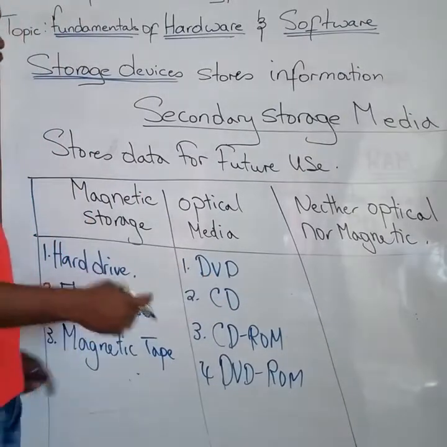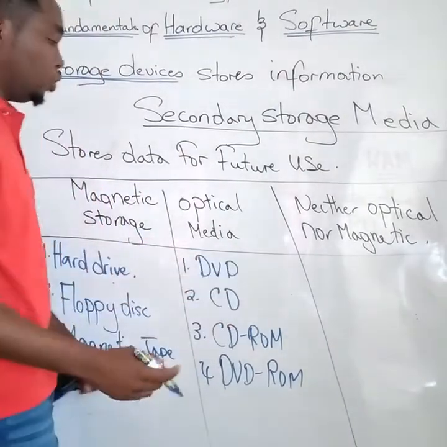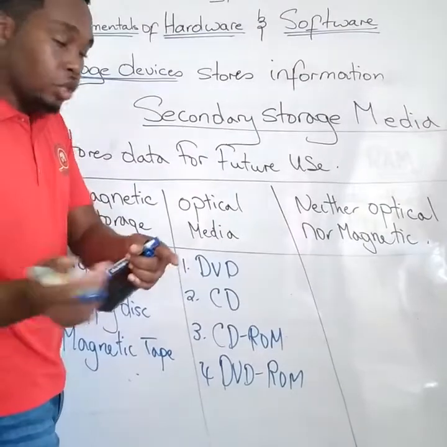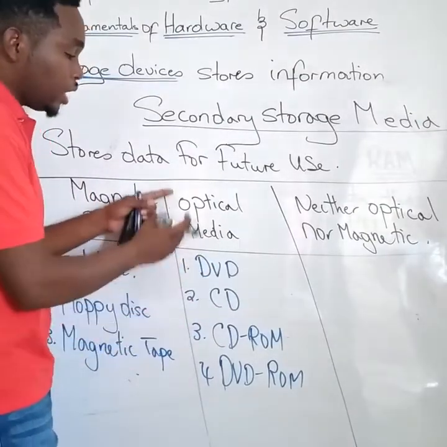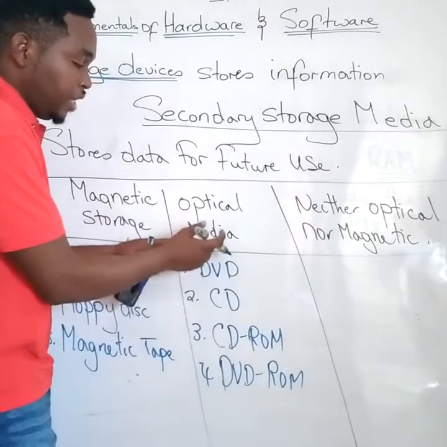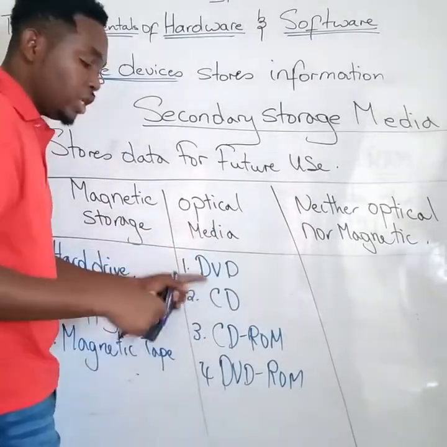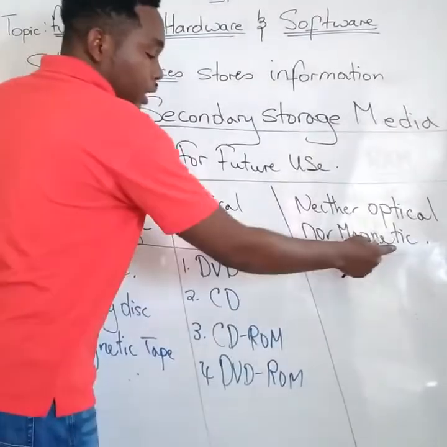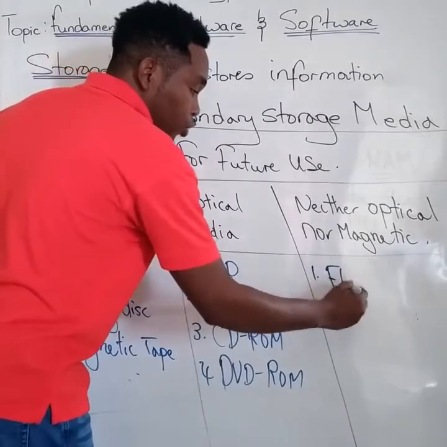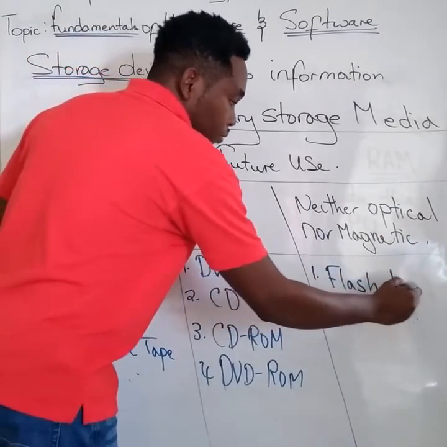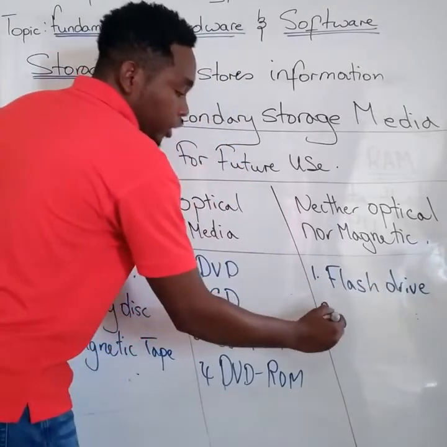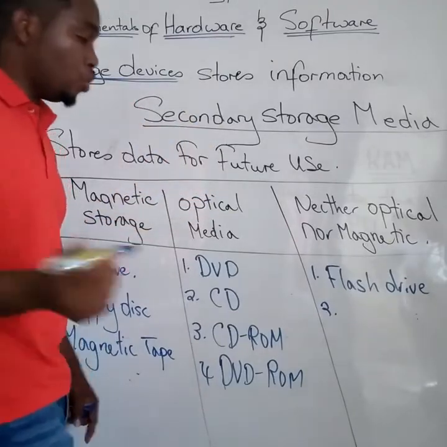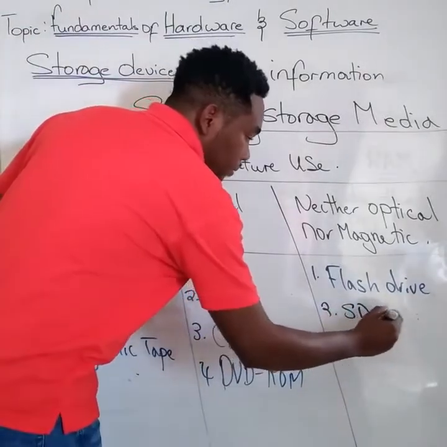Right? There are technologies that do not use any magnetic material, neither use any lens to read or write the data. That's why we consider this optical media, because it uses a lens to read or write the data. Neither optical nor magnetic would then be our flash drive that we are using. What about your SD card that you are using in your phone or your devices at home? So we have the SD card.